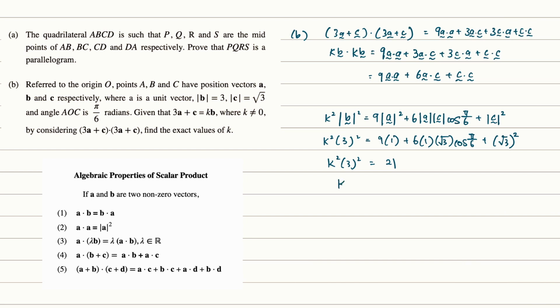To find the value of k, all we need to do is to divide by 3 squared. So k is equal to plus minus square root 21 over 3.